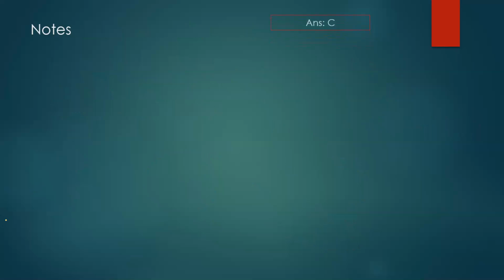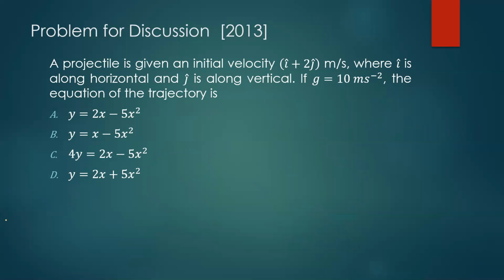Okay, so try this problem. For the projectile, the initial velocity is given. We are asked to find the equation of the trajectory. To get that, we assume that the particle is projected from the origin. So the initial velocity horizontally is 1 meter per second, and vertically it is 2 meter per second.